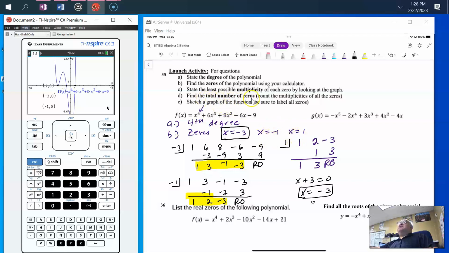Find the total number of zeros. Count the multiplicities of all zeros. And I already did that. So this is multiplicity of 1, multiplicity of 1, and then the -3 is a multiplicity of 2. When we say multiplicity, that means it's repeating itself twice.